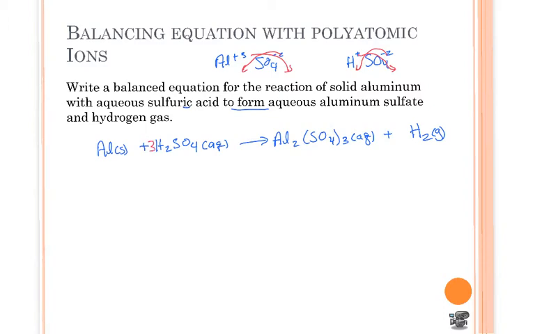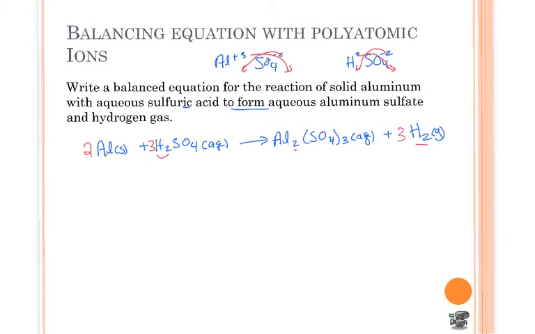Okay, now let's do aluminum. Aluminum, we have 2 here on the right and 1 on the left. So let's put a 2 here as a coefficient. And finally, let's look at hydrogen, the freestanding element. So we have 6 hydrogens here. That means we'll put a 3 right here to make that a 6.